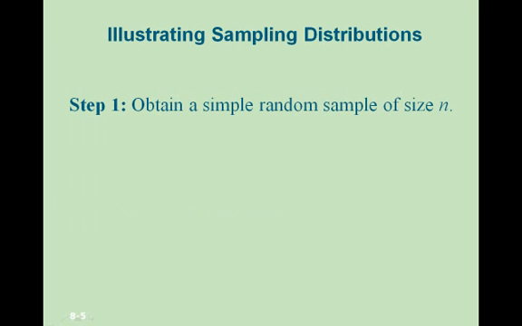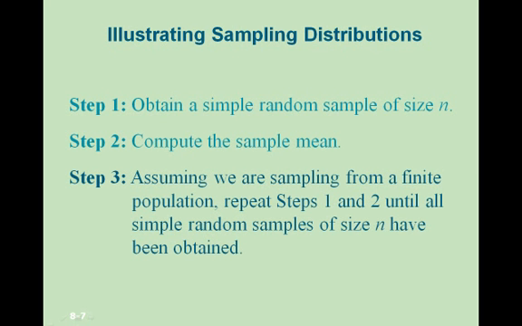So to illustrate sampling distributions, step 1 is to obtain a simple random sample of size n. Step 2, we want to compute the sample mean. And then step 3, assuming we are sampling from a finite population, repeat steps 1 and 2 until all simple random samples of size n have been obtained.